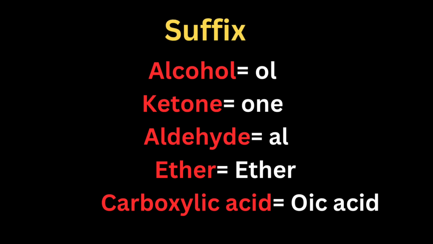Remember, the suffix for alcohol is -ol. For ketone, it's -one. For aldehyde it's -al. For ether, it's ether. And for carboxylic acid, it's oic acid.